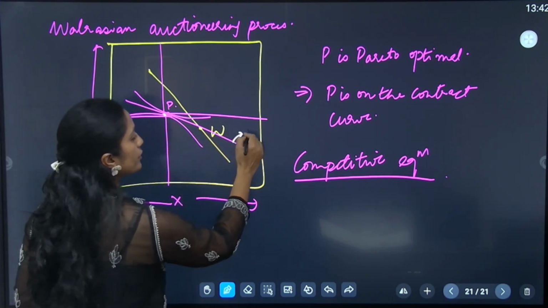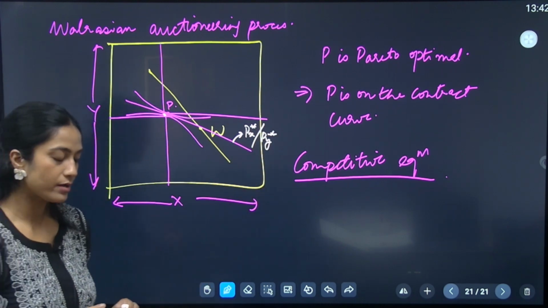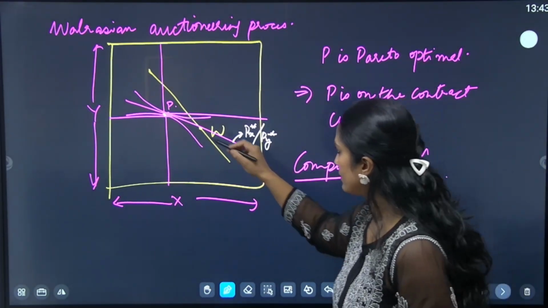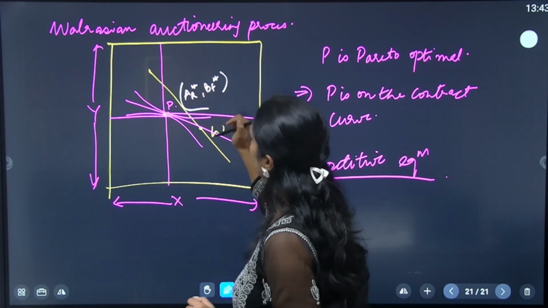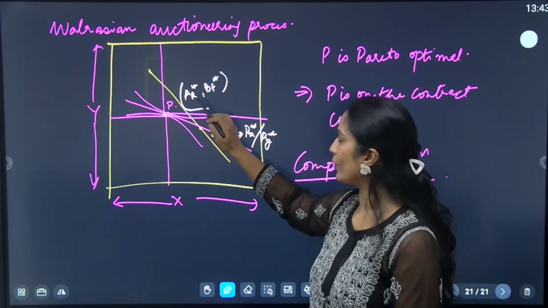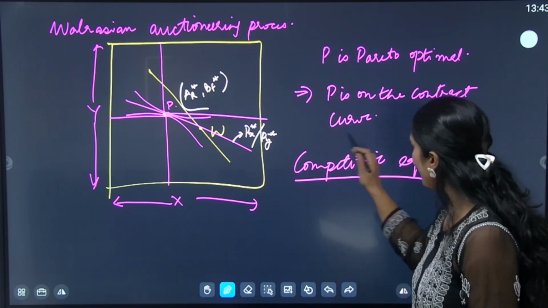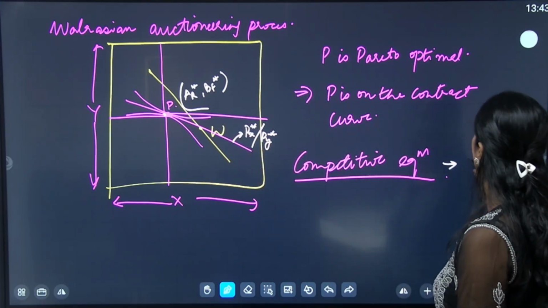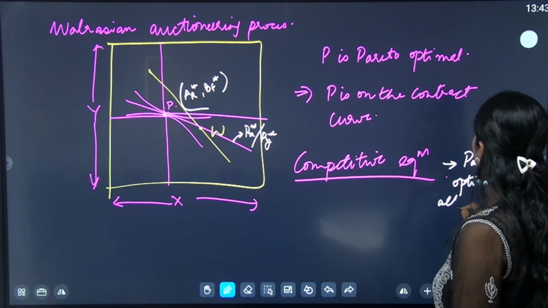The price ratio, which we will call Px star by Py star, right? These will be called competitive price ratios. Okay? And finally, the allocation, these AR star, PF star, the final bundle choices after optimizing their own utilities, the final bundles that are allocated to Rahul and Fiza, these are the competitive equilibrium allocation. Okay? So this competitive equilibrium that came from P, we can see that it is a Pareto optimal point. It is a Pareto optimal allocation.